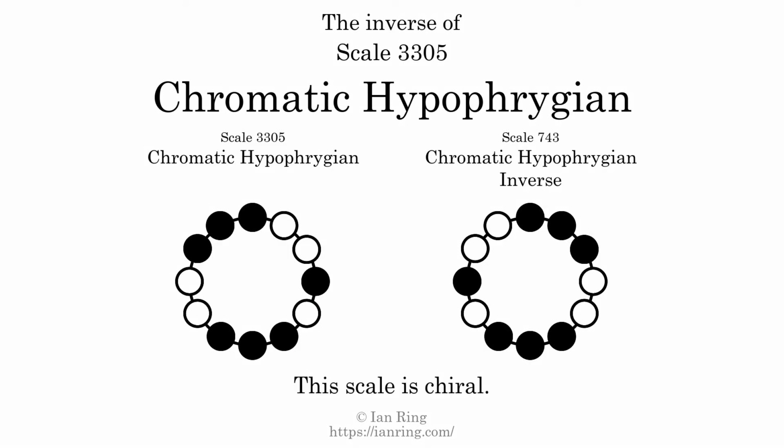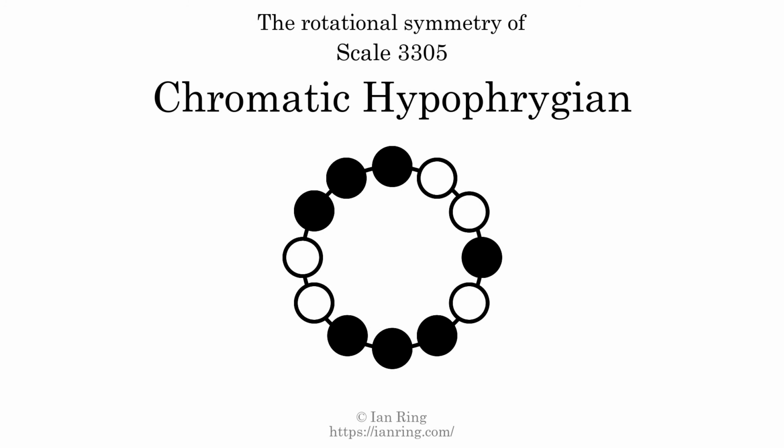The inverse of a scale is a mirror image. It is what you get when the sequence of intervals is reversed. The inverse of this scale is scale 743, also known as Chromatic Hypophrygian inverse. This scale is chiral. It cannot transform into its inverse by rotational transformation. This scale has no rotational symmetry.